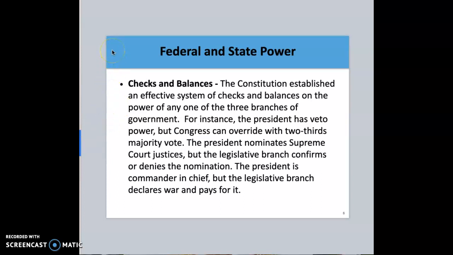Now, federal and state power, we'll talk about checks and balances. Now, the Constitution established an effective system of checks and balances on the power of any one of the three branches of government. And that's the important thing you need to take away from this idea of checks and balances. And we could apply it to our criminal justice system, all right? Because the legislature passes laws. Police then enforce those laws. And the courts then interpret those laws. And where necessary, hold people accountable.